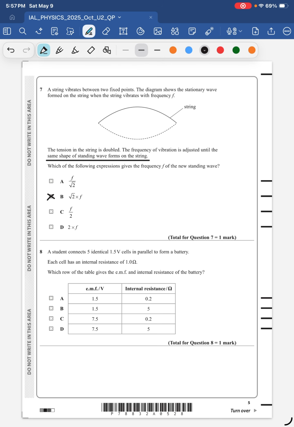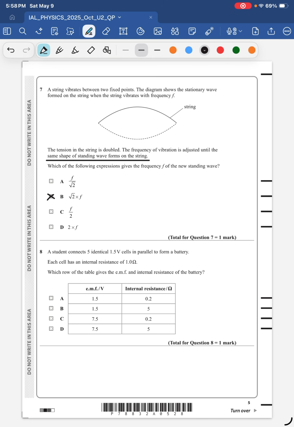This one is an example that you actually have to work out, because you cannot infer the right answer by inspection. So let's move on. Question 8. A student connects 5 identical 1.5 volt cells in parallel to form a battery. Each cell has an internal resistance of 1 ohm. Which row of the table gives the EMF and internal resistance of the battery?